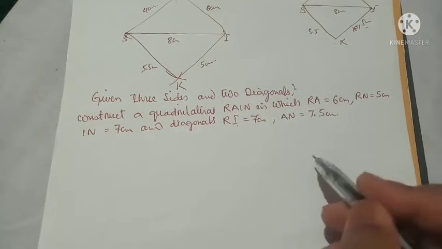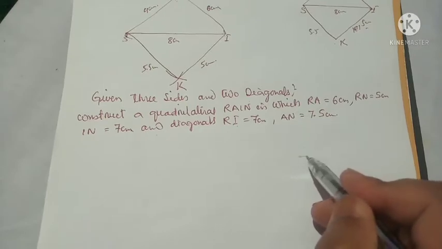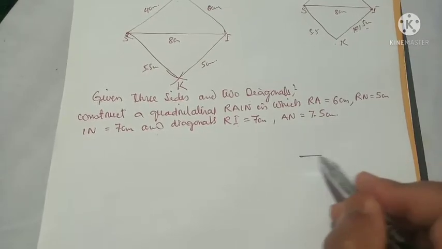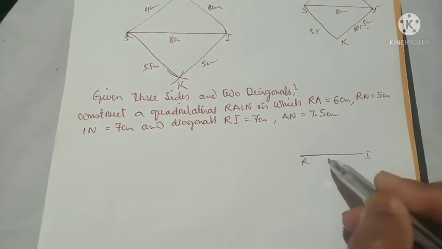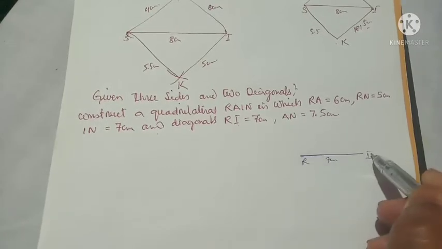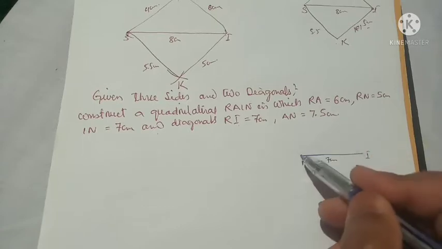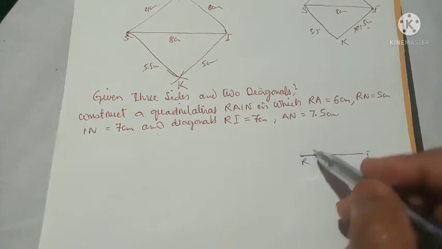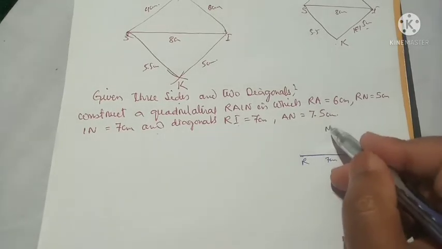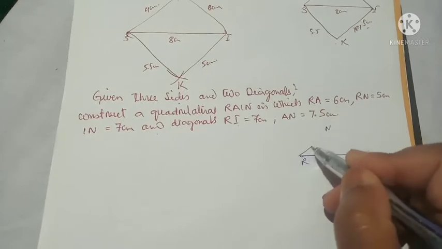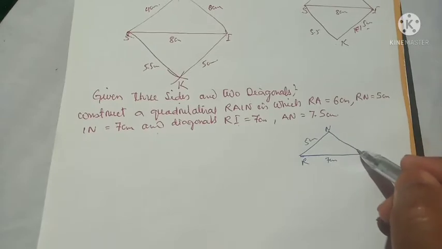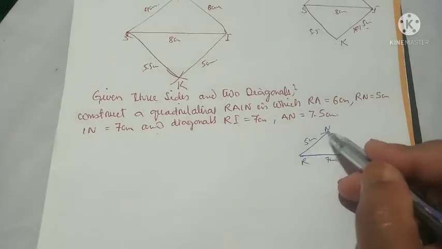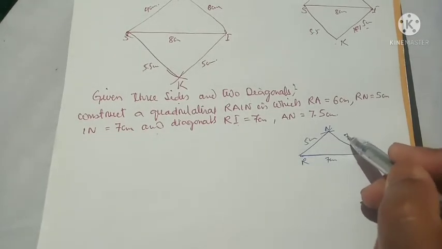first let's draw one rough diagram. First we draw the line segment here, that is RI, 7 centimeter. The diagonal RI we draw first, and then here with R as center we'll draw here N, RN 5 centimeter, and the RI is 7 centimeter. This arc, okay, 7 centimeter.